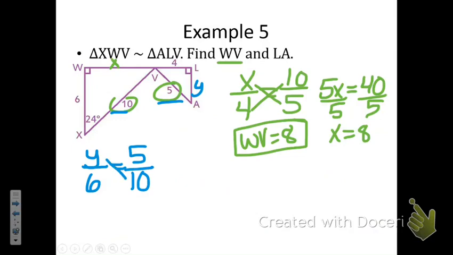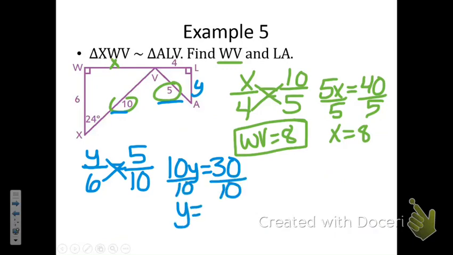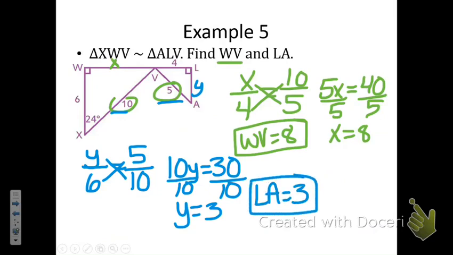Cross multiply. Y times 10 is 10Y. 5 times 6, 30. Divide that by 10. What is Y? 3. Good. So LA would have to be 3. And again, this one is pretty easy because what's the ratio between these two? Yeah, it's double. If I look at the smaller one to the large one, it's double.